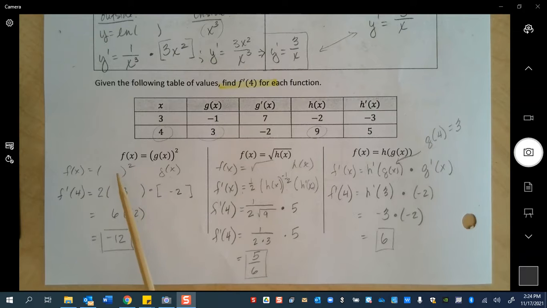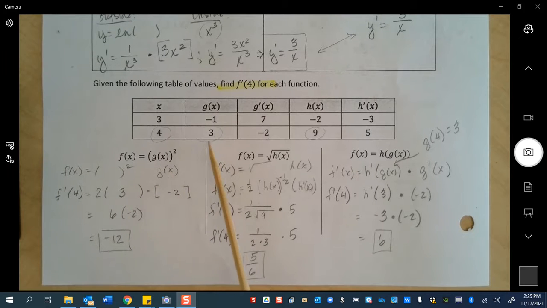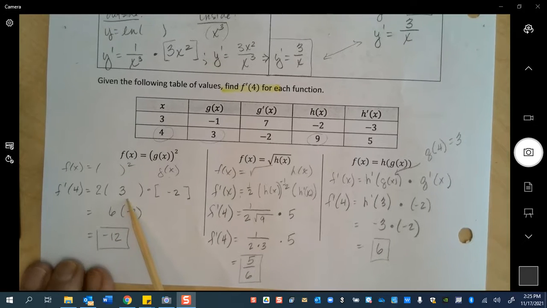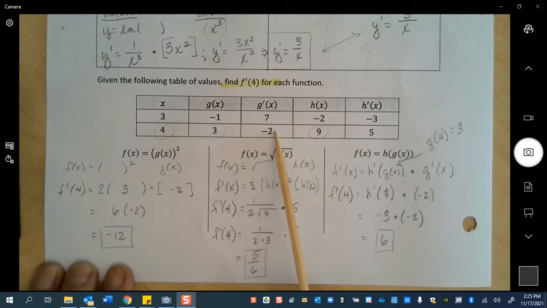If my outside function is something squared, my derivative of that is going to be my 2 comes out, and then that function is going to be what is on the inside. So g of 4 has an output of 3. That's why that says 3 there. Got that? When I multiply it times the derivative of my inside, the derivative of my inside is going to be negative 2 at an input value of 4. And then the rest is just multiplying in order of operations.